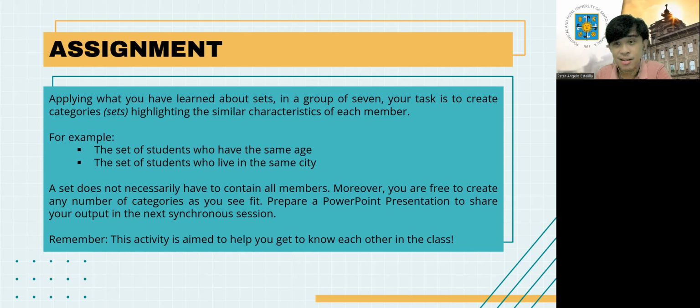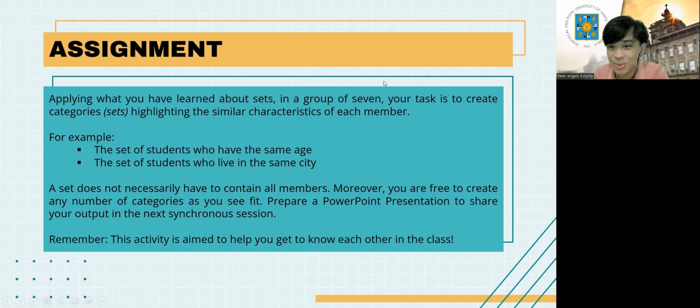So pwedeng sa isang group meron 5 categories, pwedeng ito, same age, same city, ano pa ba? Same region, ano pa? Same school noong elementary, kayo bahala. And then prepare a PowerPoint presentation to share your output in the next synchronous session. All right? So remember ha, these activities aim to help you get to know each other in the class. All right? Yun yung goal natin, magkakilala kayo. But then, with the twist, yung application natin ng sets.